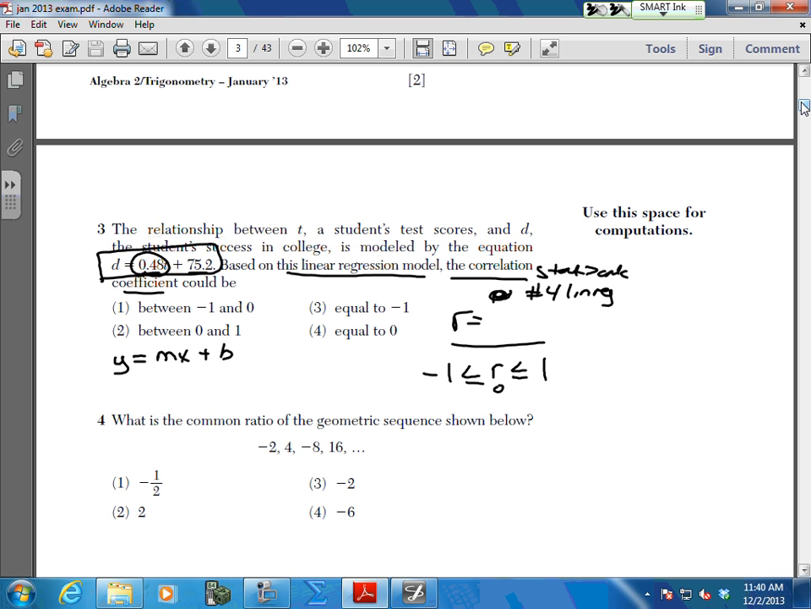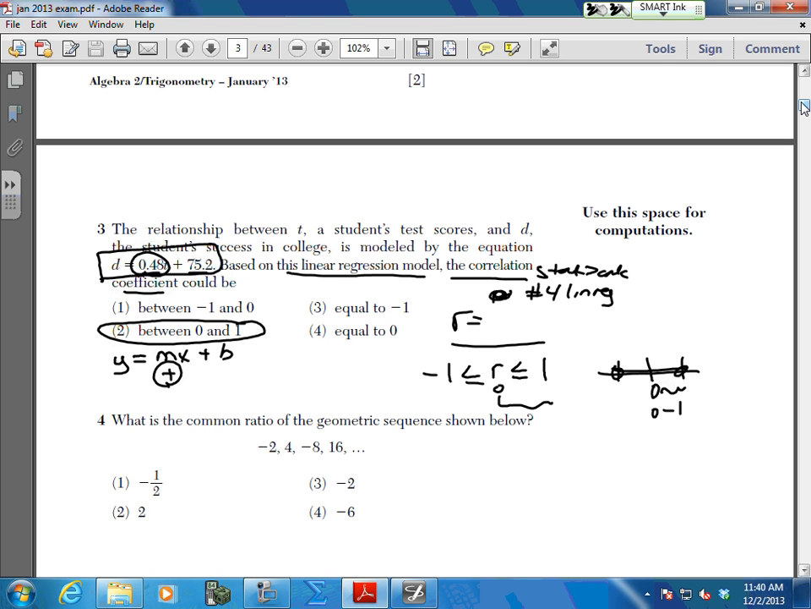Because this slope is positive, you want a strong positive correlation, anywhere between the 0 and the 1. They just kind of made you think about that. See how there's your positive side. If this was my number line, from here to here is my correlation coefficient. And if it's positive, it's going to be between 0 and 1.